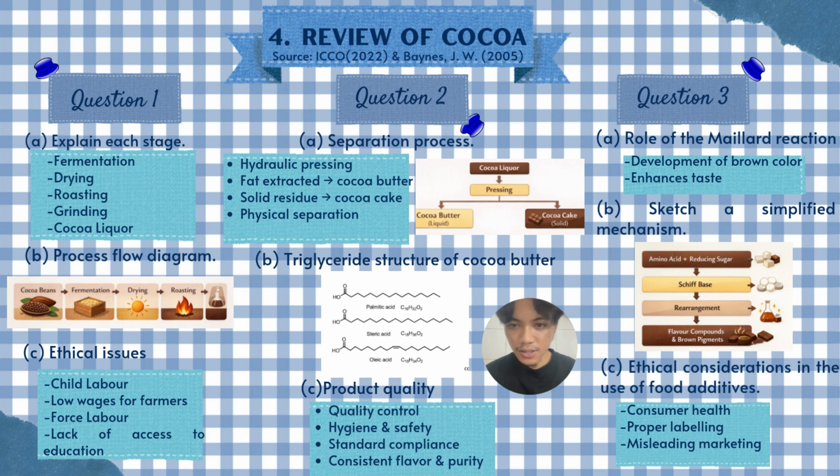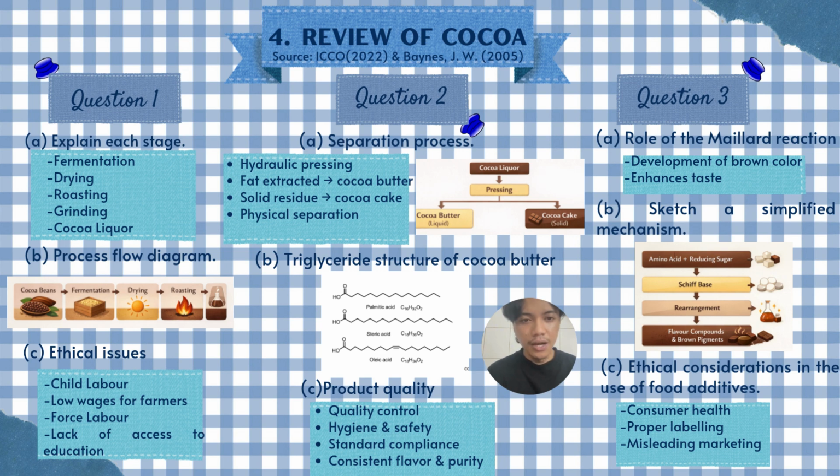Now, let's take a look at the last question, which is product quality. The cocoa industry has a responsibility to maintain high product quality to ensure safety and consistency. First, proper processing conditions must be controlled, such as temperature during roasting and pressing. Second, contamination must be avoided through good hygiene and storage practices. Third, companies must follow international standards set by organizations like the International Cocoa Organization.